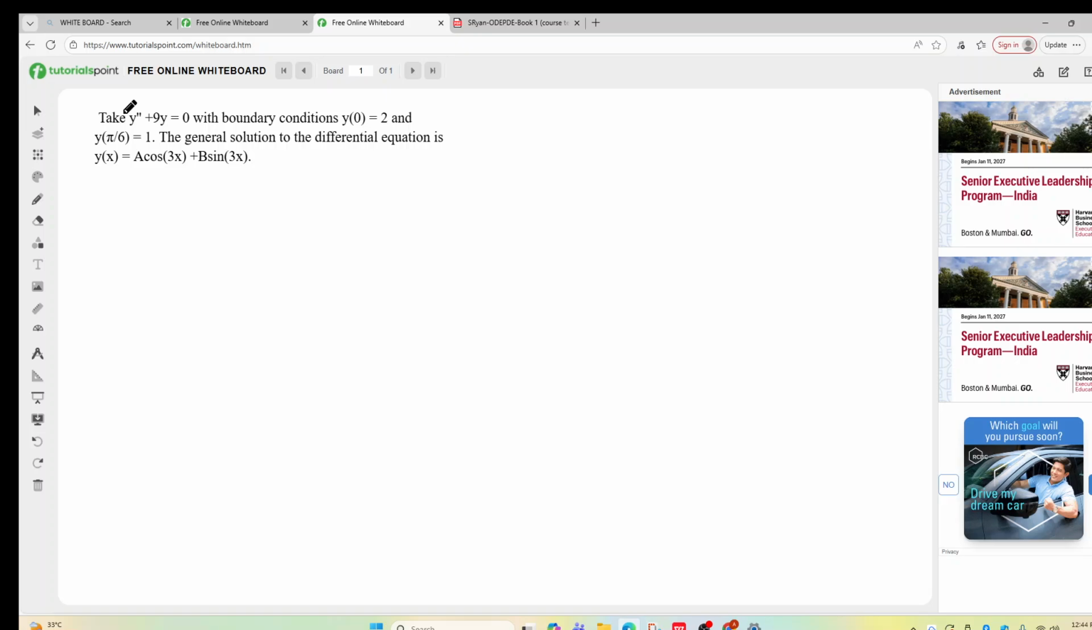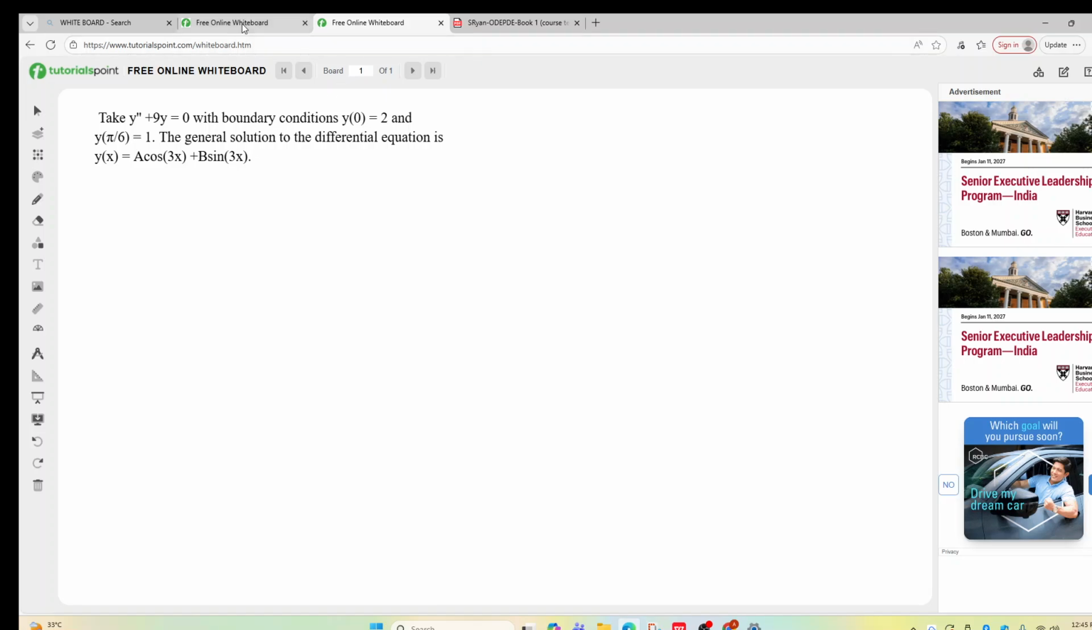We're going to take the second differential equation, y prime prime plus 9y is equal to 0, with boundary conditions y of 0 is equal to 2 and y of pi over 6 is equal to 1. And our general solution for this differential equation is y of x is equal to a cosine 3x plus b sine 3x.